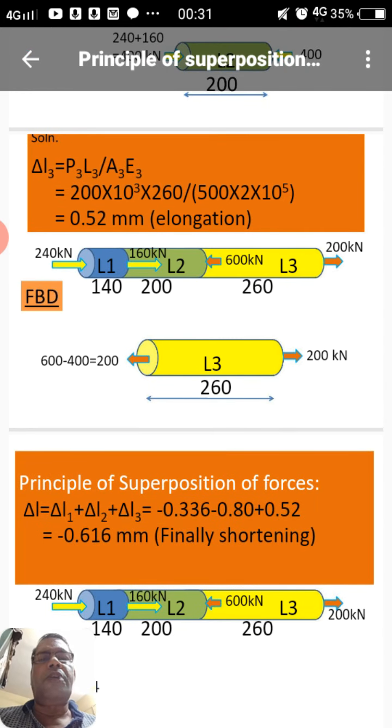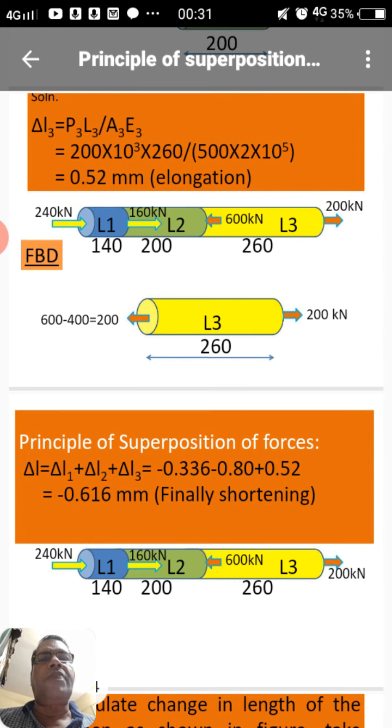Now the third portion, that is the deformation ΔL3 = P3 L3 / (A3 E3). P3 is 200 kN tensile. So 200 × 10⁻³ into 260, the length, divided by 500, the area, and 2 × 10⁵, the E value. So we get 0.52 millimeter elongation because of the tensile force in the third section.